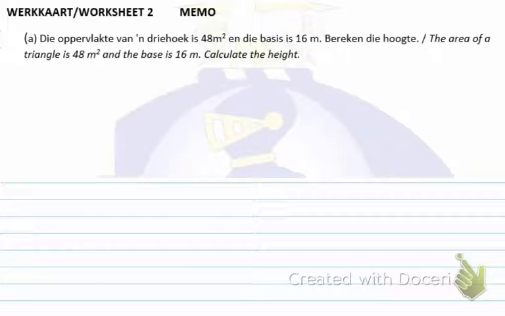In English, the area of a triangle is 48 square meters and the base is 16 meters. We need to calculate the height. First, we need the formula for the area of a triangle. This formula you have to know out of your head because they're not going to give it to you in a test or an exam. The formula for the area of a triangle is A equals half times base times height.